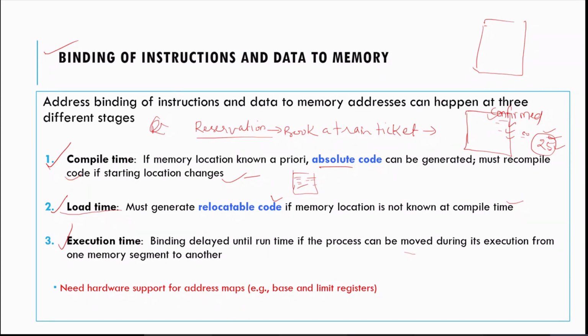Next, coming to the load time. So in the load time, what will happen? It is not like the train ticket reservation, it is something else. If we take the example of flight ticket reservation, when you book a flight ticket, you will get a confirmed ticket, but still your seat is not assigned. Your seat is not allocated to you.